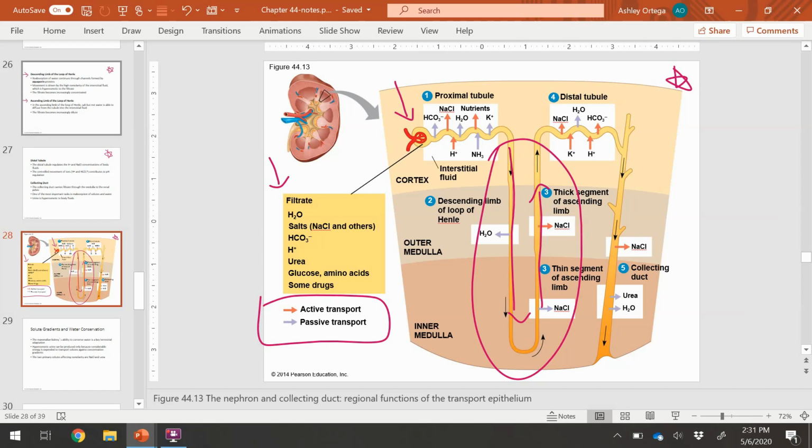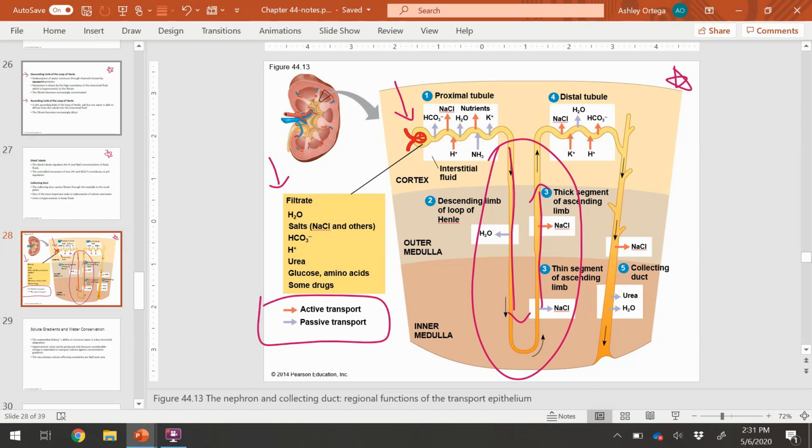Then going to the distal tubule, it is going to be regulating ions and minerals for pH balance, mostly potassium and hydrogen. Water can be regulated here as well. So as you can see, they're actively transporting in this section: it's actively transporting sodium, chloride, and bicarbonate out of the filtrate, and potassium and hydrogen into the filtrate. And it's passively transporting water out of the filtrate as well.